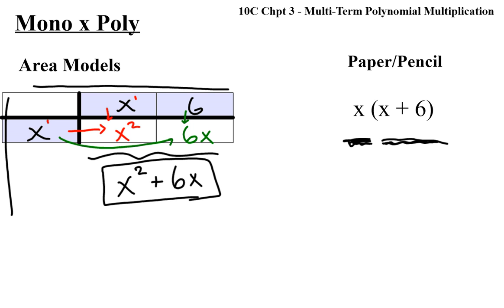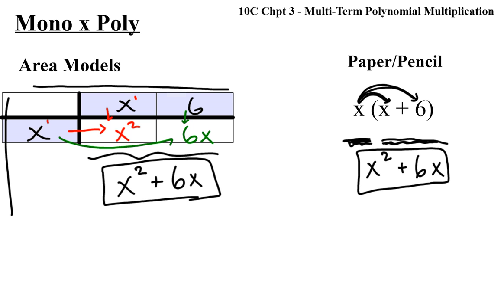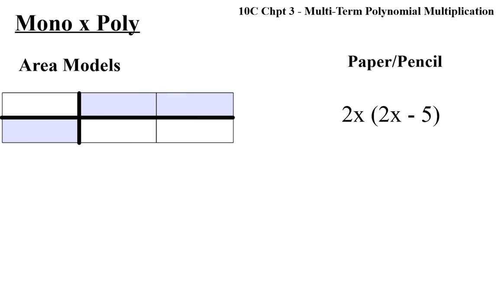If I take a look, we already know how to do this with the paper pencil method: x times x is x squared, x times 6 is a positive 6x, and we get this binomial. Doesn't matter which process we use, we get the same answer. Really quick, try this one to make sure we understand the area models: 2x times 2x minus 5.